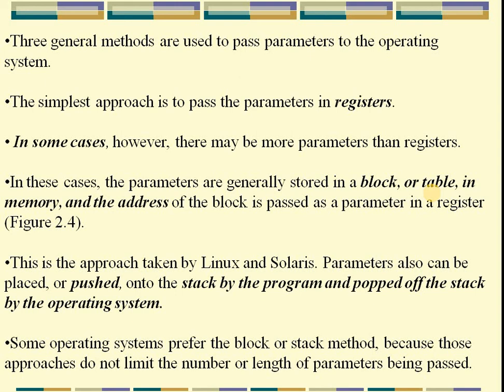In the second method, parameters are placed or pushed onto the stack by the program and popped off the stack by the operating system. Block and stack methods do not limit the number or length of parameters being passed. The parameters are generally stored in a block or table in memory, and the address of the block is passed as a parameter in a register, which is seen in the previous figure.